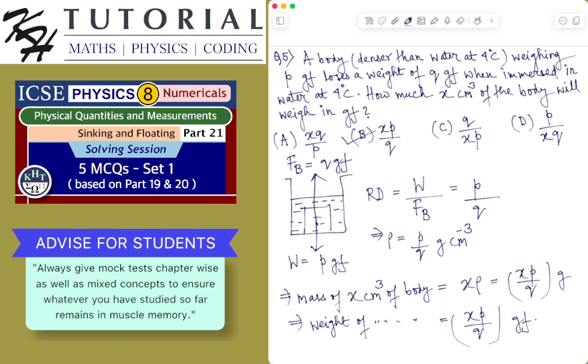So this was a very standard, straightforward question based on the formula of finding the relative density of a body and relative density of a liquid using the fact of apparent weight of a body in the liquid and in water at 4 degrees centigrade. For more details, you can watch video part 19 and 20. I hope this video will be beneficial in giving you clarity of how to apply the concept discussed in part 19 and 20 to solve this kind of problem.